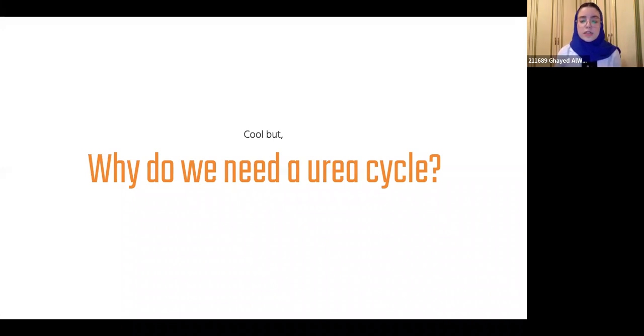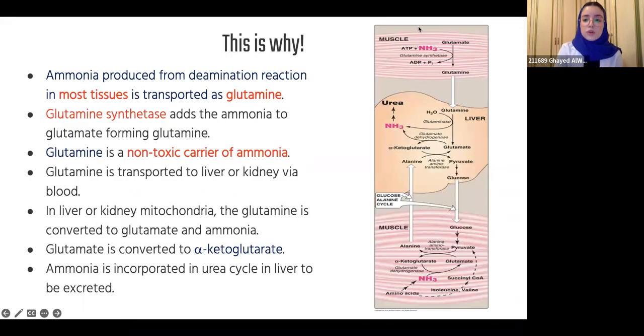Okay, so why do we need a urea cycle to begin with? The urea cycle is pretty much the body's way of getting rid of ammonia. Ammonia is a molecule that can be very toxic if it builds up in the blood. So there has to be a way that the body can get rid of ammonia, and this is how it does it. We put ammonia through the urea cycle and we end up with urea. From the name, the final product is urea, and that's how the body excretes ammonia in the form of urea.